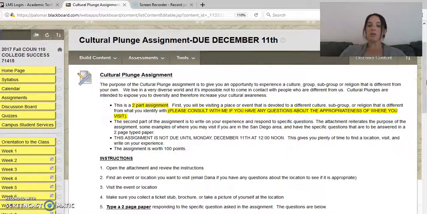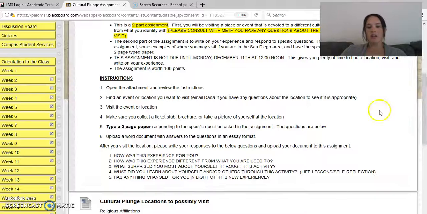Make sure that you are very aware of how you experience your outing. What changes for you? Did you feel uncomfortable? Did you feel out of place? Did you learn anything different? And again, you're going to write those answers in a paper after you go visit your location.